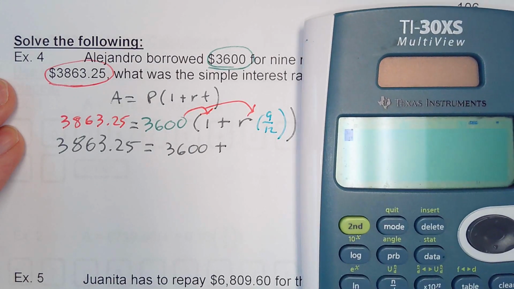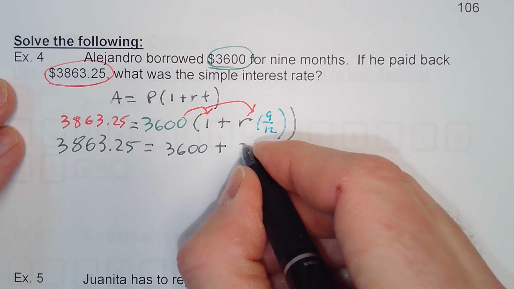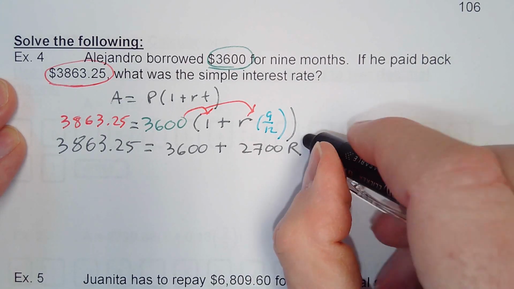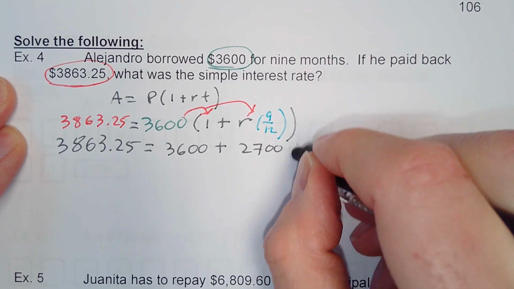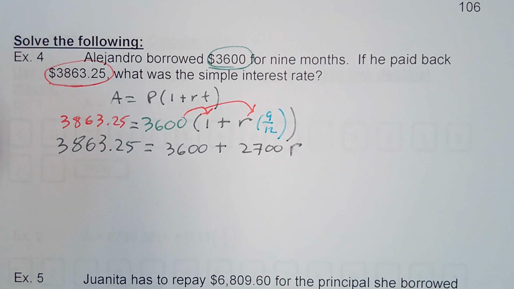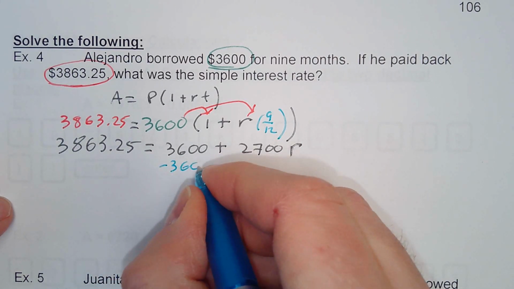And then we're going to do 3,600 times the 9/12. So that's 2,700 r. Oops, I meant to put that as lowercase r, sorry. So just using the distributive property, we're solving for r. So let's subtract 3,600 from both sides.